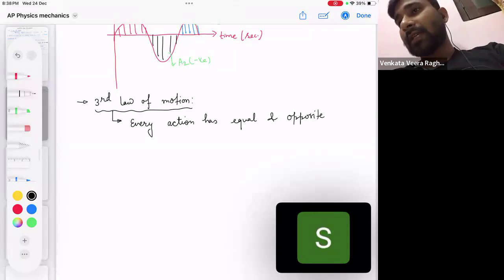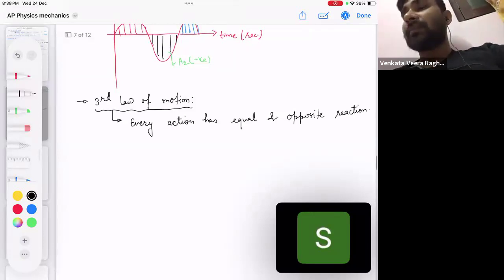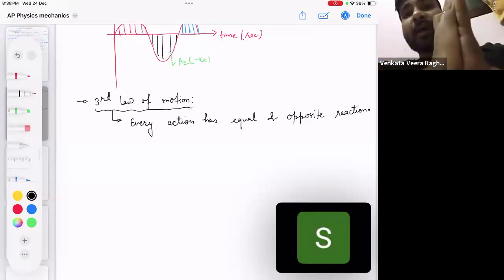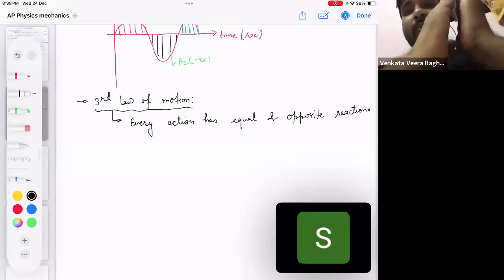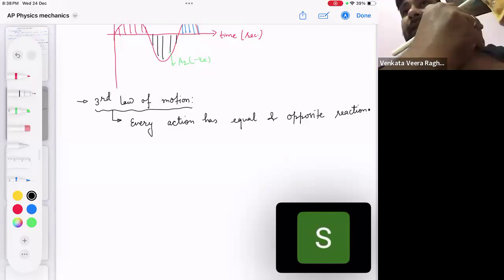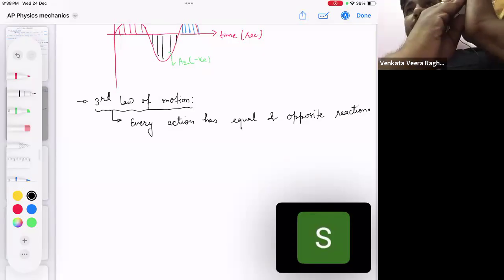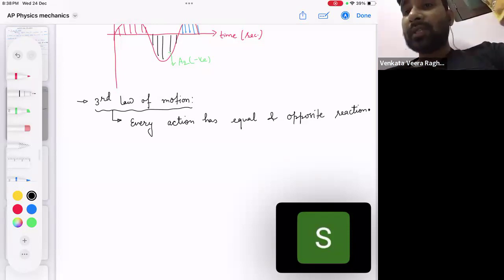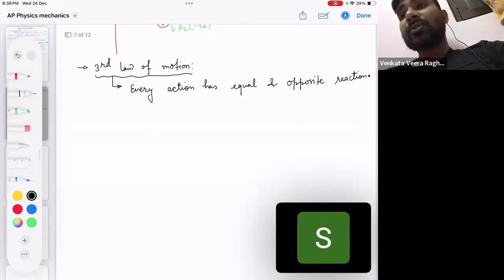Understood? This statement we all know, but when the application part comes, we all make mistakes, because there are certain rules about the action and reaction force. If I'm pressing these two palms together, it means equal and opposite force is applied on both palms. On this palm some force is applied, on this palm also some force is applied. So these two forces are called the action and reaction pair.